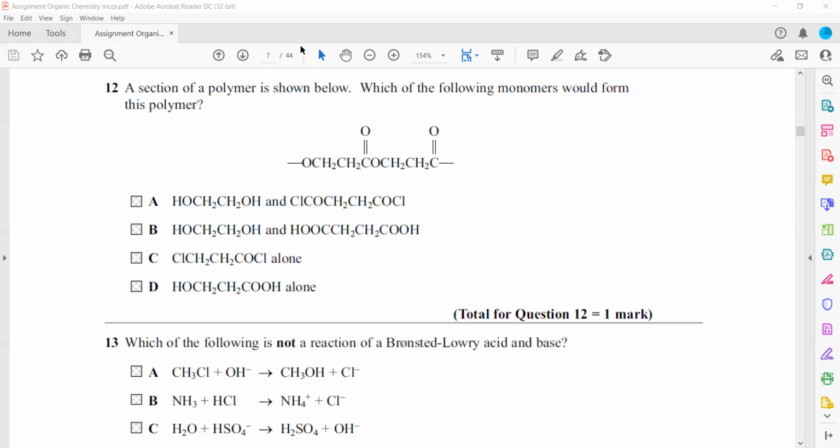A section of the polymer is shown. Which of the following monomers? Basically, whenever polymerization occurs, for example, a diol can react with a dicarboxylic acid, or a diol can react with ethanoyl chloride, as they have a reaction between them.